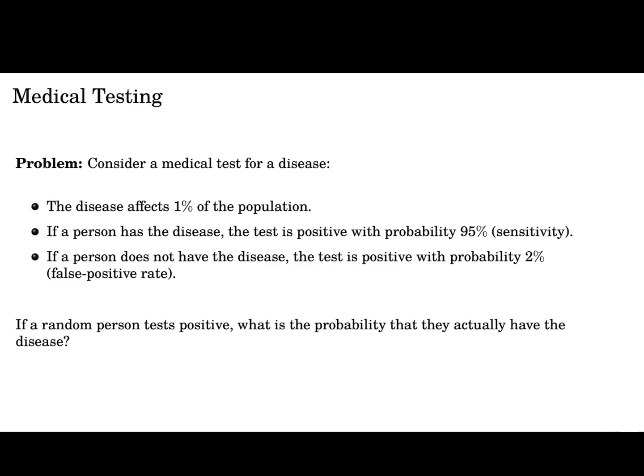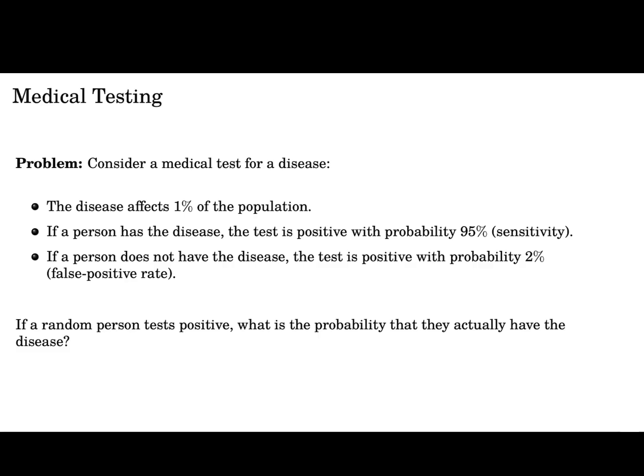So now here's the question. If a random person tests positive, what is the probability that they actually have the disease? For many people at first, it may be tempting to think, oh, 95% seems very good, so this probability is probably high, but it's a little bit more complicated than that.